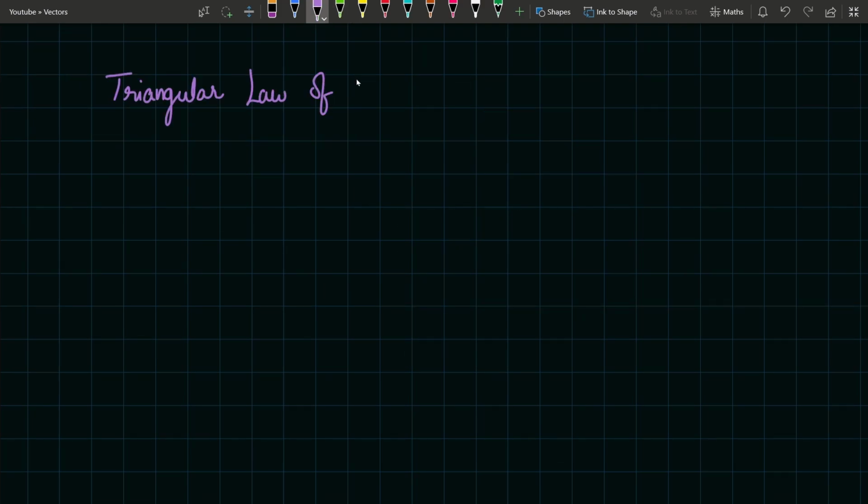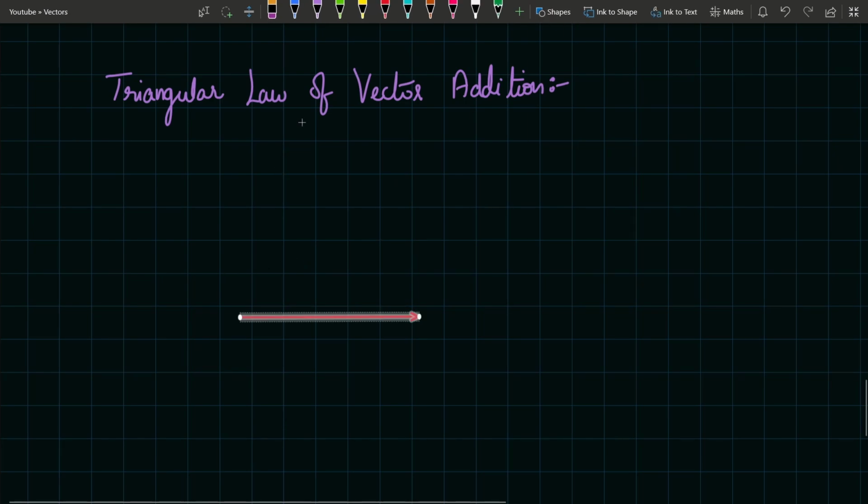The first rule is the triangular law of vector addition. What does triangular law of vector addition mean? For example, it says that if I have a vector like this and another vector like this, let us call this vector B and this vector A. The resultant vector R can be obtained by joining the tail of the first vector to the head of the second vector. That is, first we have to keep the tail of the second vector on top of the head of the first vector.